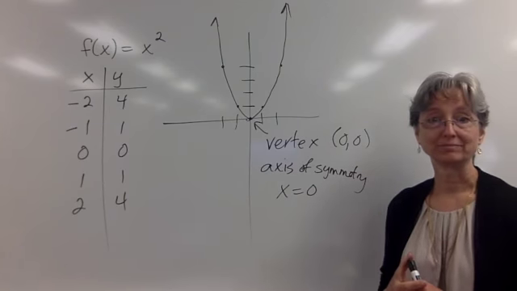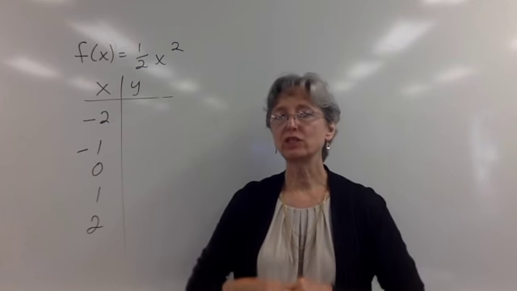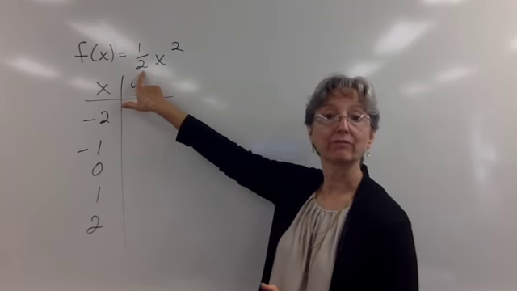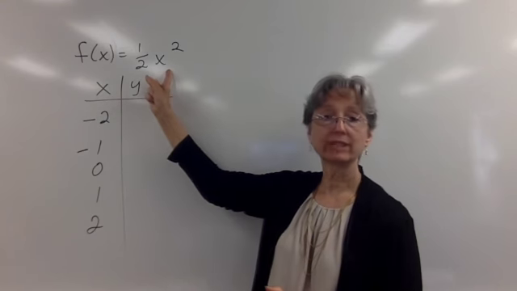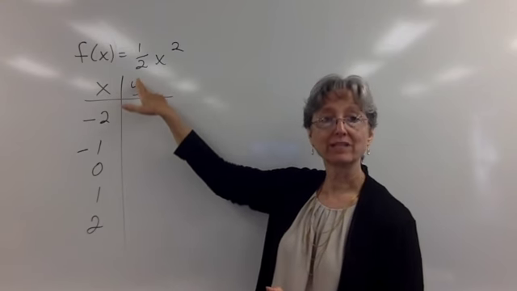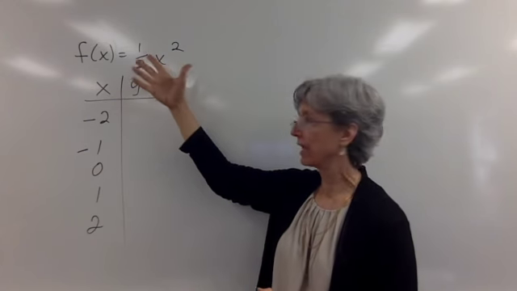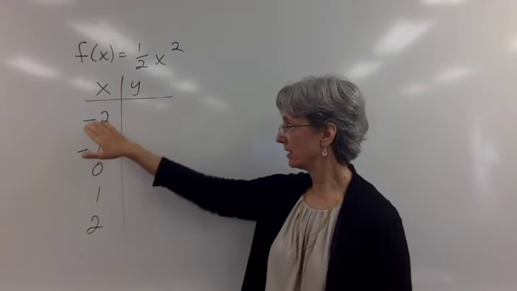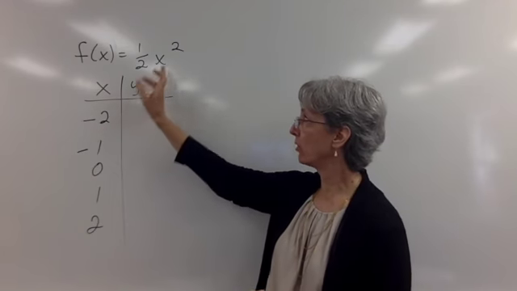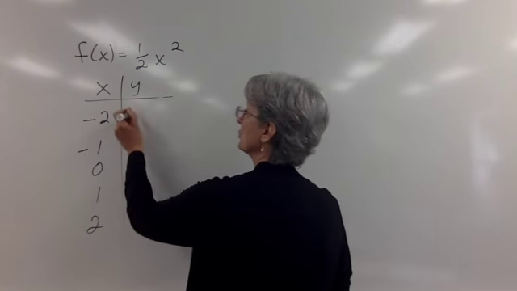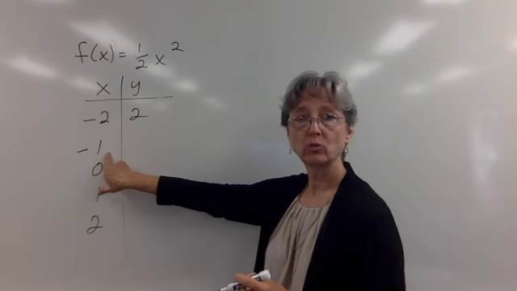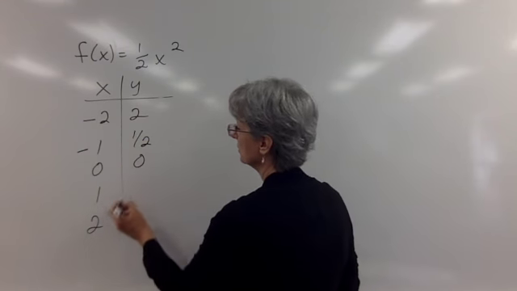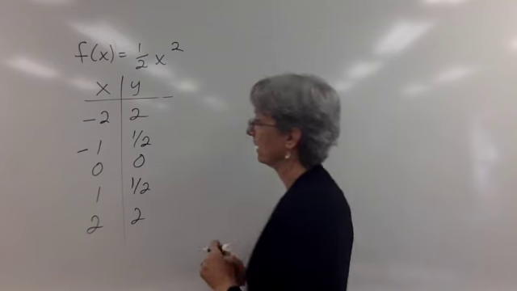so I want you to know how to do that. Let's look at what happens if we change this parent function by putting this multiplier out in front. So now instead of just f of x is x squared, I have f of x is 1/2 of x squared. So I started by building a table like I did before. -2 squared would be 4, but half of 4 would be 2. And -1 squared would be 1, but half of that would be 1/2. This is still a 0, so this is also 1/2 and 2.